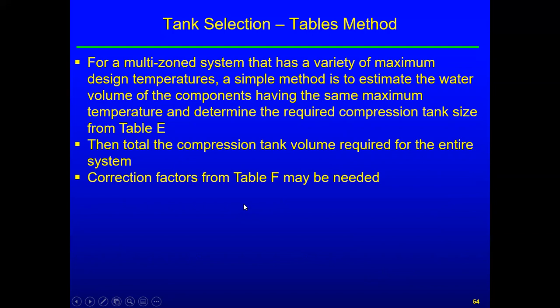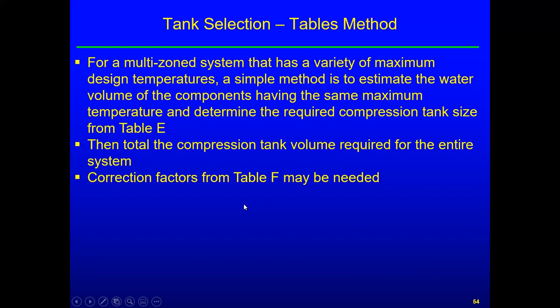Okay, tank selection tables method. For a multi-zone system that has a variety of maximum design temperatures, a simple method is to estimate the water volume of the components having the same maximum temperature and determine the required compression tank size from table E, then total the compression tank volume required for the entire system.